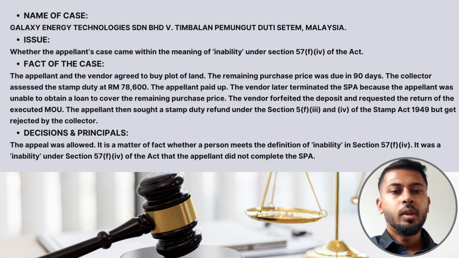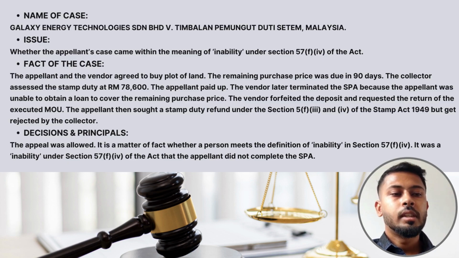In this slide, I would like to explain one example of a case that is related to the allowance for spoiled stamps under Section 57. The name of this case is Galaxy Energy Technologies Sdn Bhd versus Timbalan Pemungut Duti Setem, Malaysia. The issue of this case is whether the appellant's case came within the meaning of inability under Section 57, subsection (f), Roman 4 of the Act.